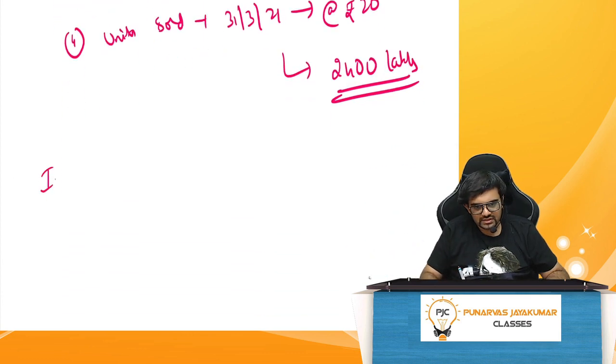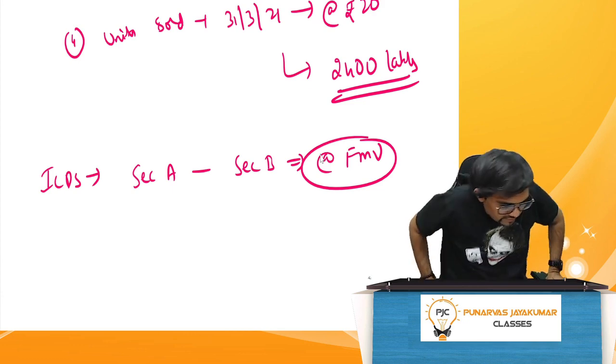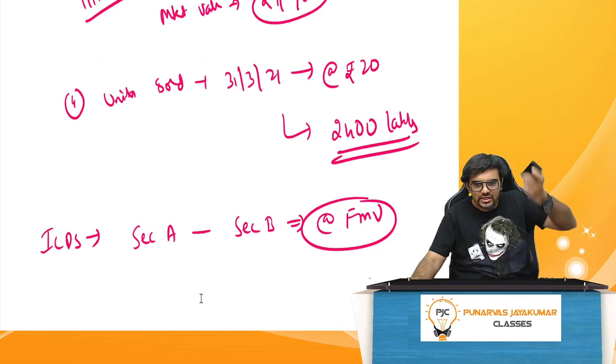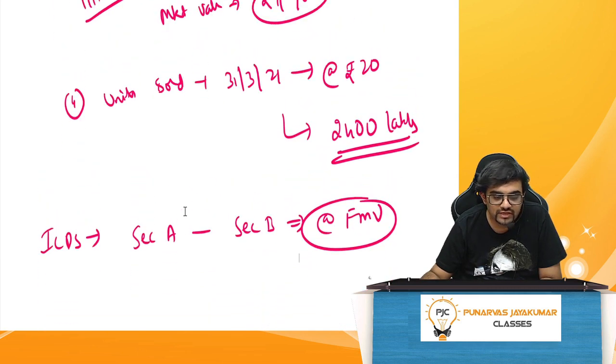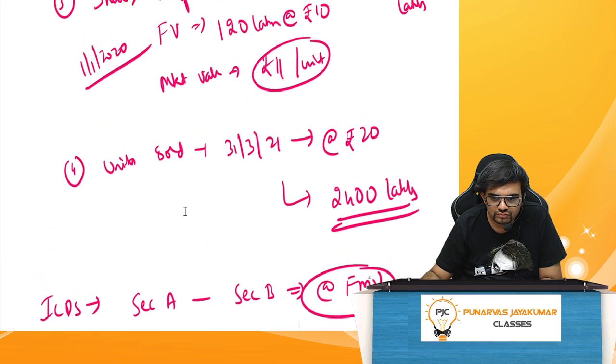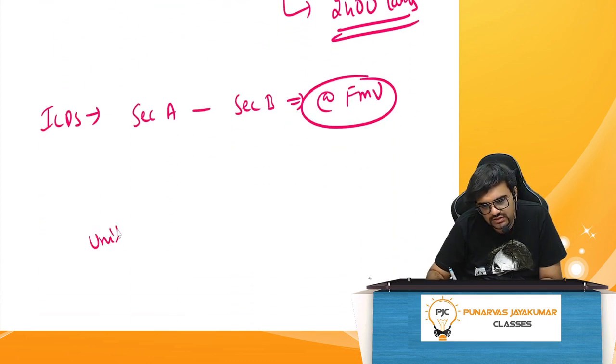So as per ICDS, when a security A is exchanged with security B, I should record it at FMV. This is what we saw in capital gain also. It should be recorded at FMV only. So here, what are the units of business trust that I have purchased? 120 lakh into 11. I will use it as FMV. FMV is 11 rupees. So units of business trust are 120 lakh into 11, 1320 lakhs.